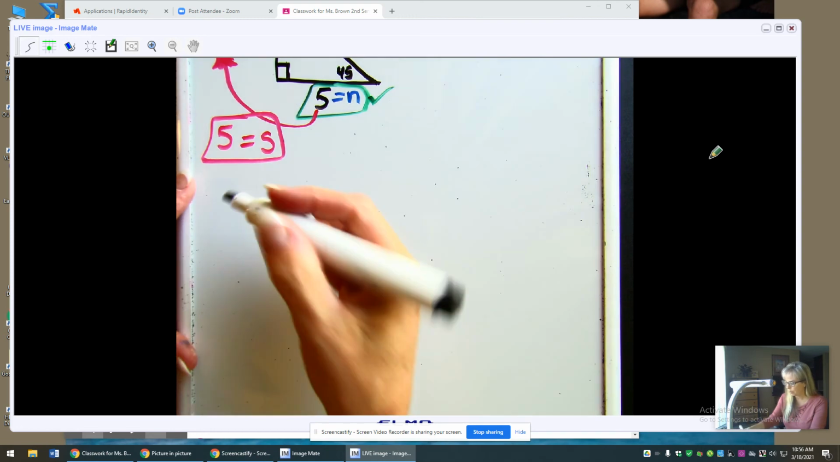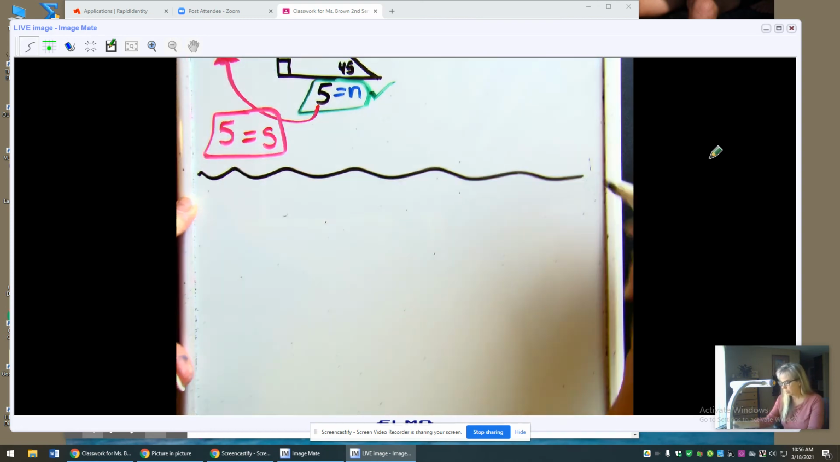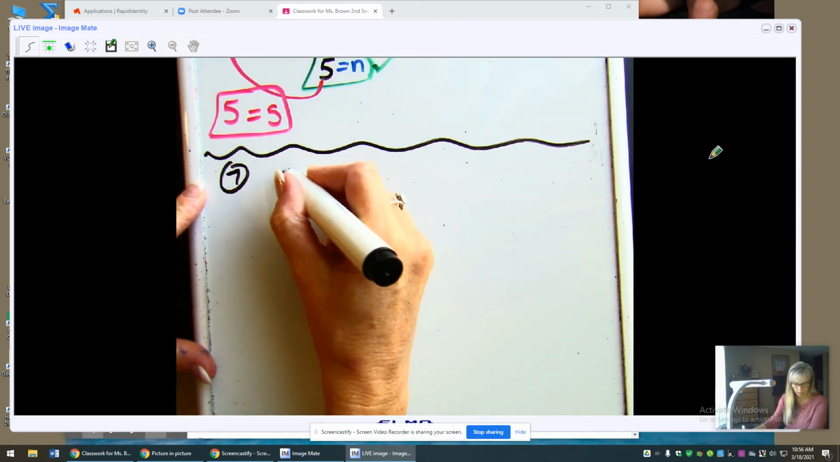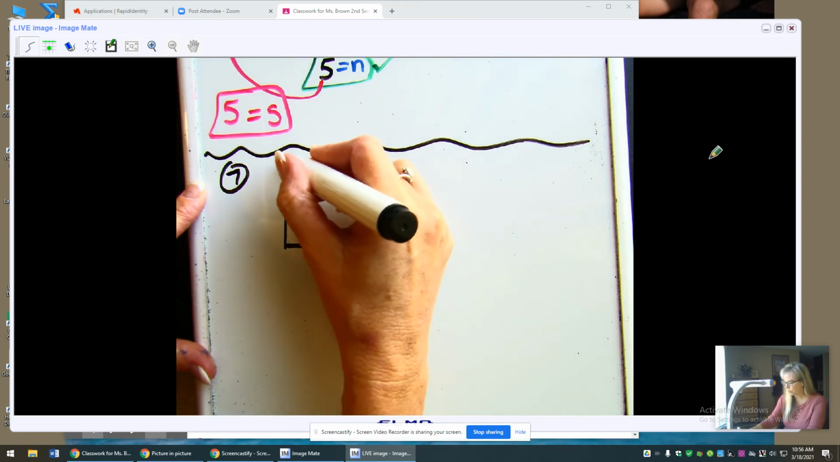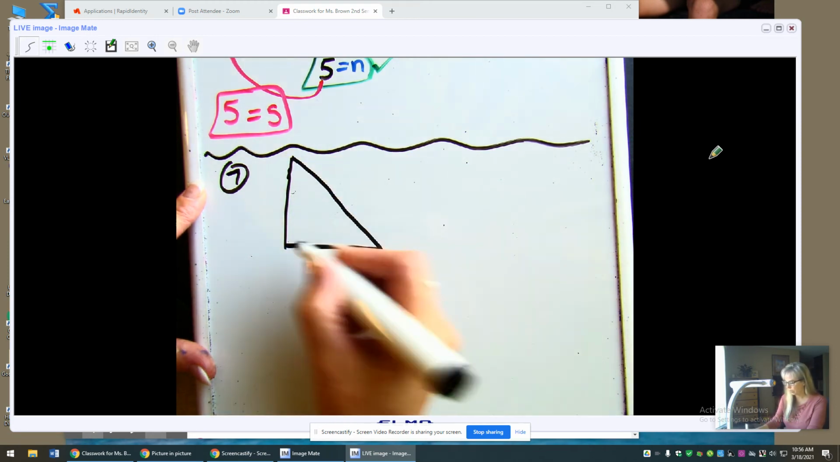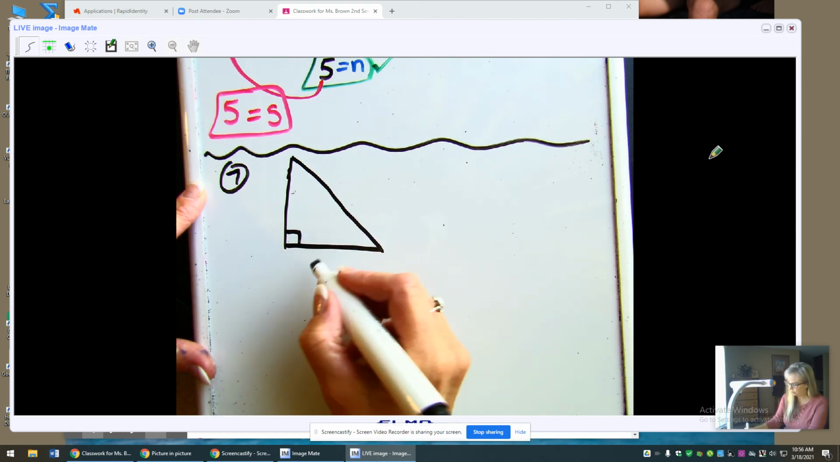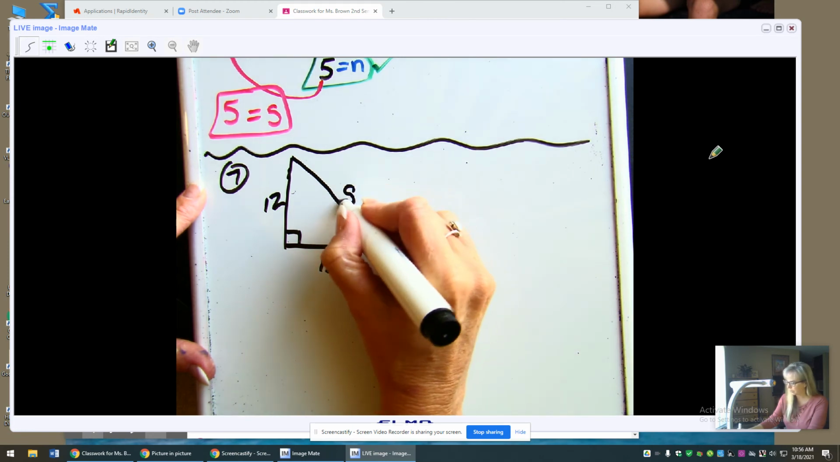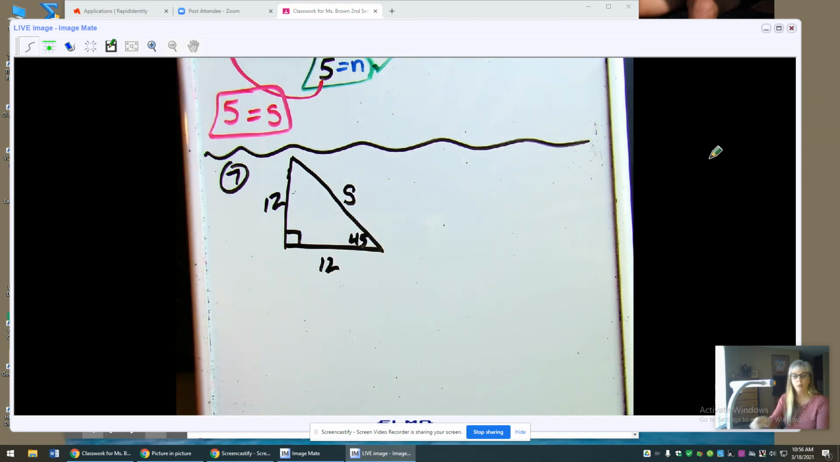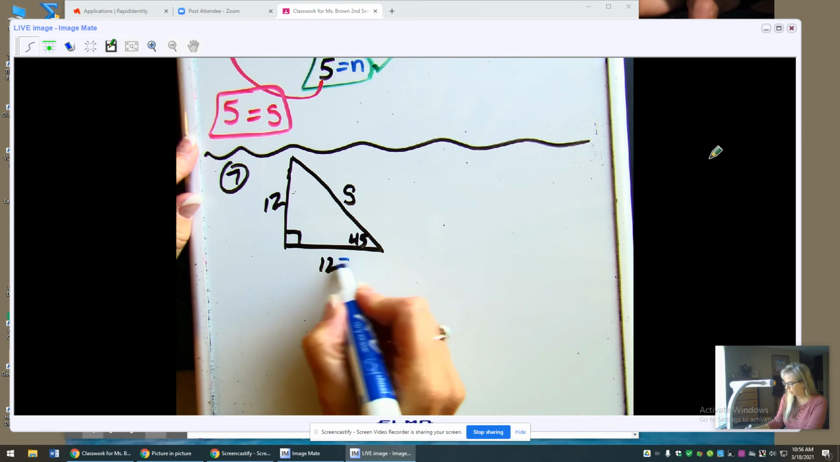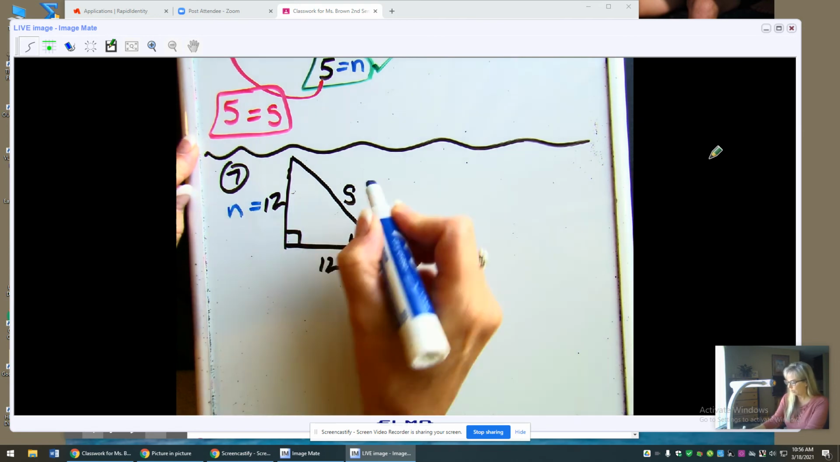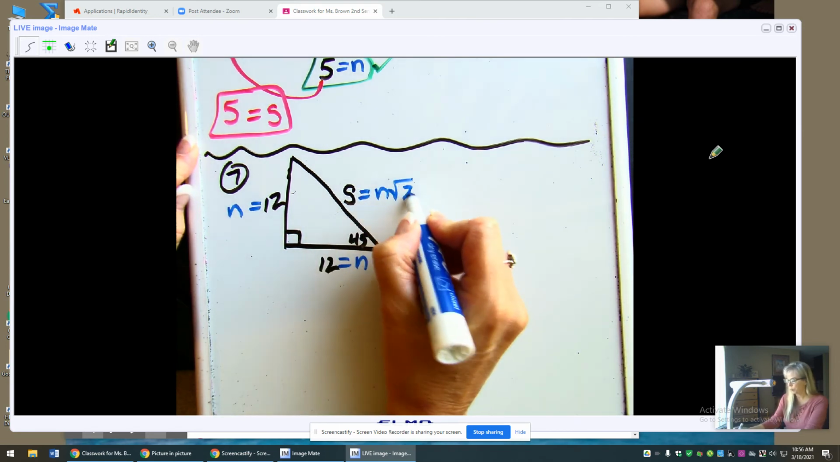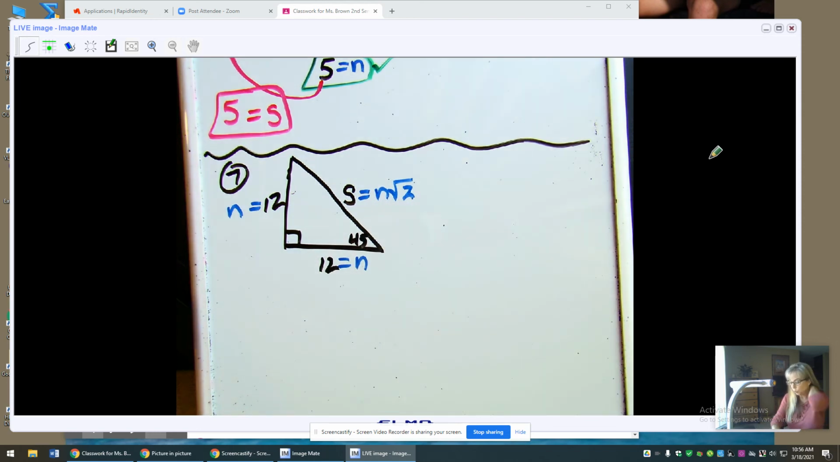Number 7. Another 45, 45, 90. We have 12 and 12 and 45 here, and we're looking for S. Step 1, label the ratio of the sides. The legs are both n. The hypotenuse is n times the square root of 2. I have it memorized. You will have it memorized after you've done a whole bunch of problems.